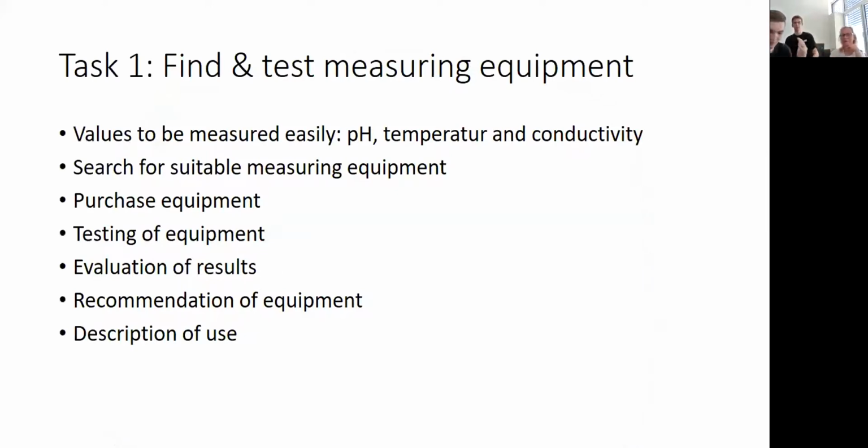So we will buy some measuring devices to measure the pH value, the temperature, and the conductivity. We're searching for something, but we have already found quite a lot. Then we will purchase the equipment and test it in autumn. Then we will evaluate the results and give a short recommendation and a short description of the use of this measuring device.